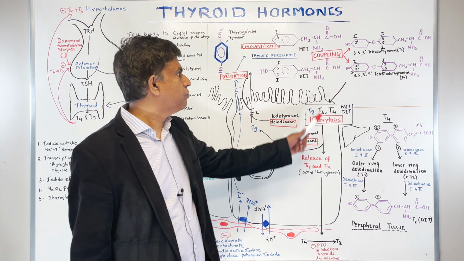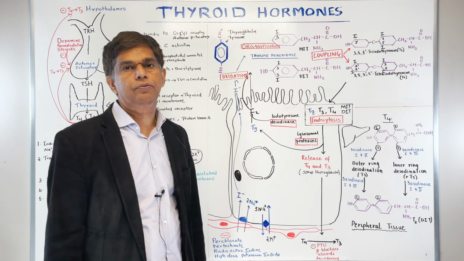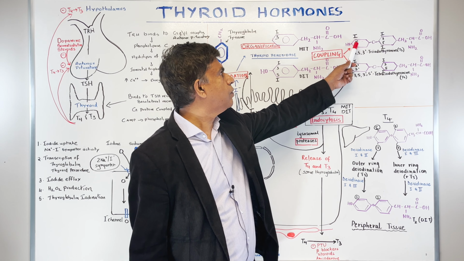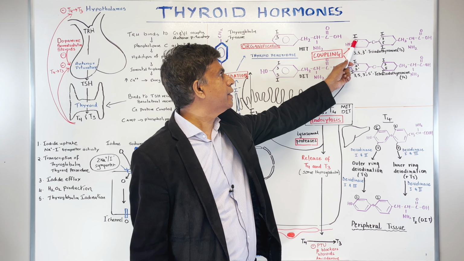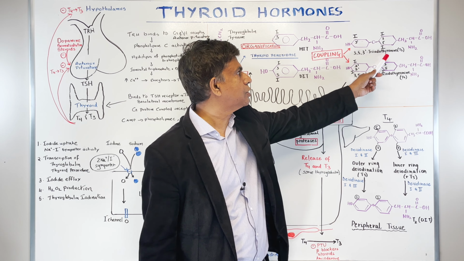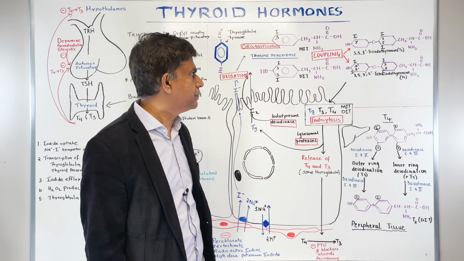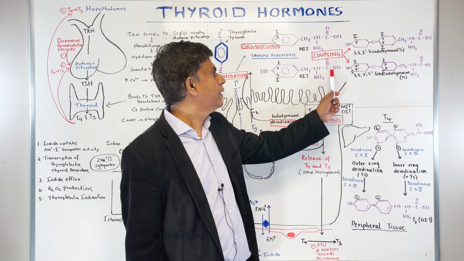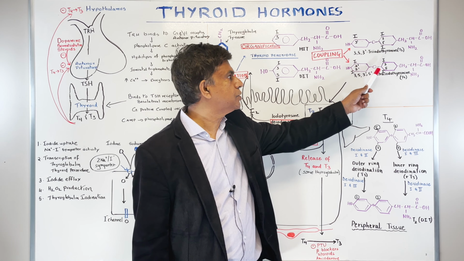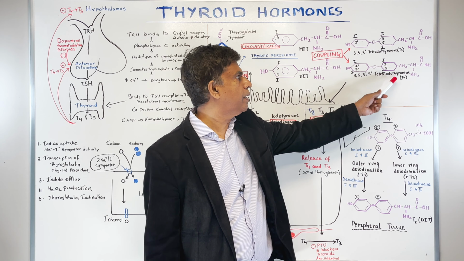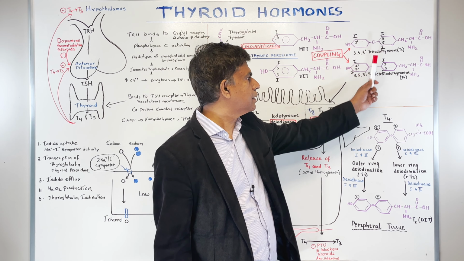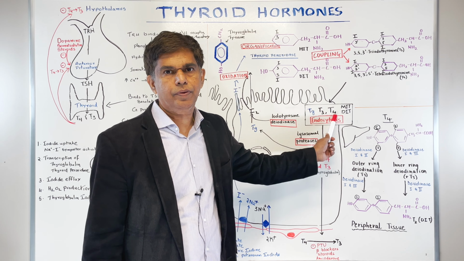Okay? Now, the next important step is coupling to form T3 and T4. So what happens in the formation of T3? You've got monoiodotyrosine right here, and you've got diiodotyrosine. In the coupling reaction, you can form T3. Now, over here you've got 2 diiodotyrosines, right? One diiodotyrosine and another diiodotyrosine combine, and they form T4. Okay? Once T4 and T3 are formed, they move into the cell from the colloid.